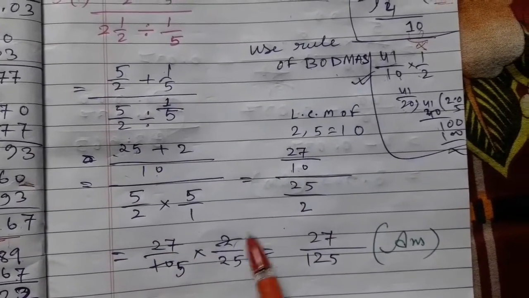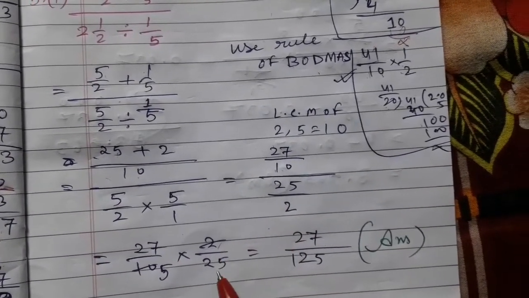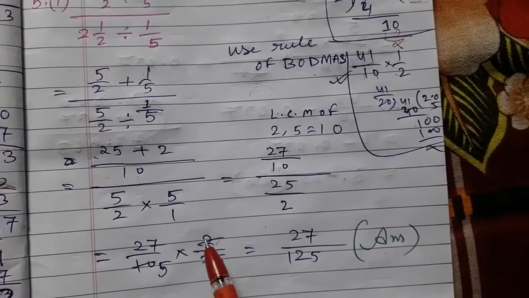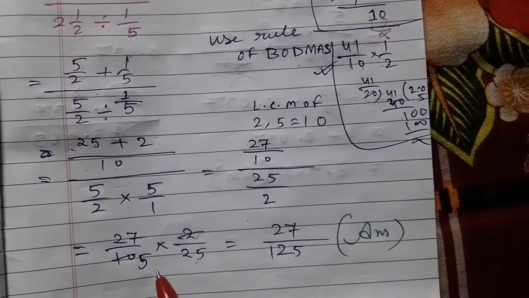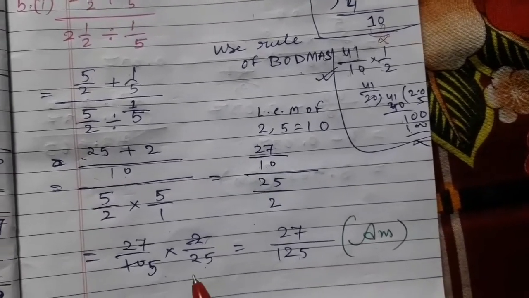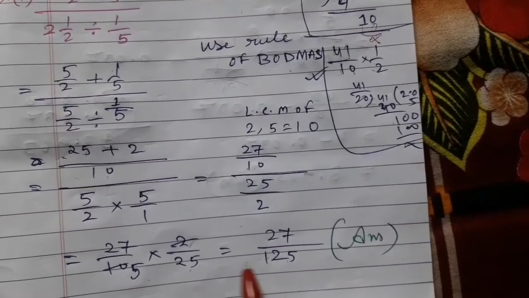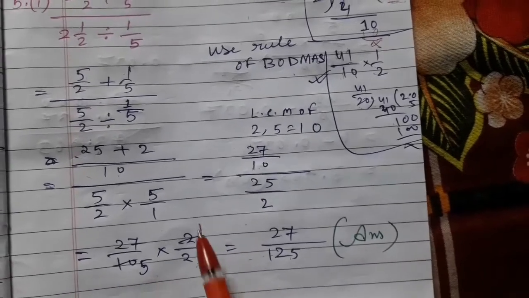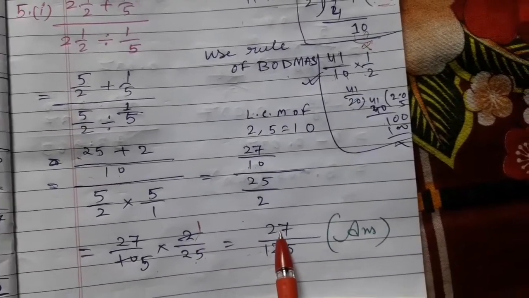27 by 10 multiplied by the reciprocal, 2 by 25. Cancel it: 2 times 1 is 2, 2 times 5 is 10, 5 times 5 is 25, carry 2, 5 times 2 is 10, 10 plus 2 is 12. Okay, 27 by... 1 times 27 is 27. Clear?